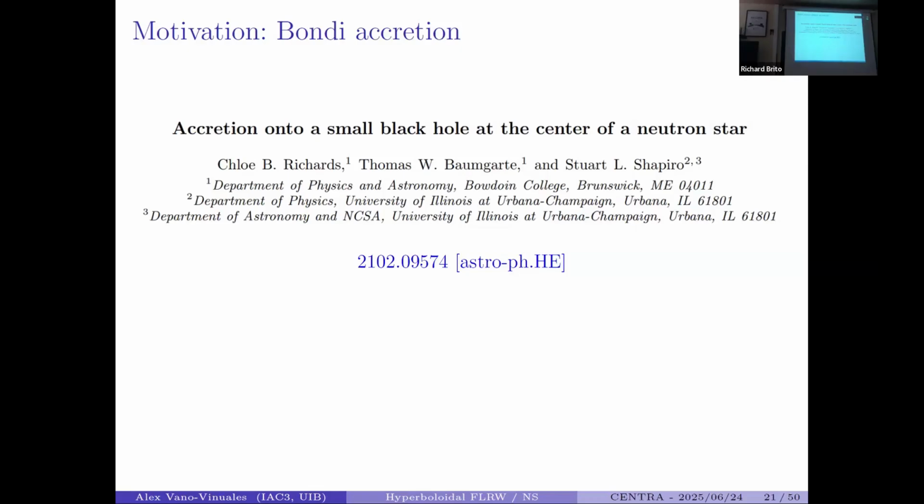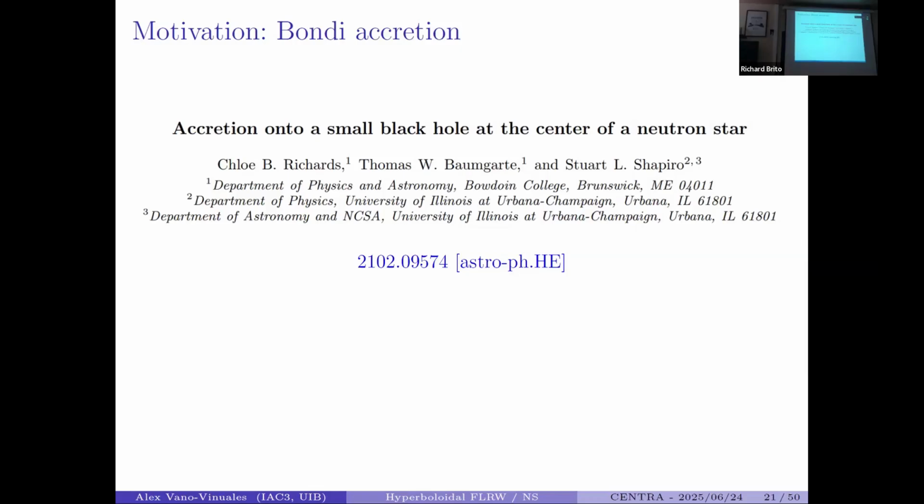That's the main thing. The work was motivated by a paper from Richard Stomgart and Shapiro, where they considered the evolution of a neutron star with a small black hole at its center. They used something like Bondi accretion, so the black hole will start accreting the star and eat up the whole thing. This was suggested to me as a possibility to explore with the hyperboloidal approach by Kotaro Kyutoku, a professor in Japan, while I was visiting Kyoto in 2022. I said, oh, that's an interesting thing we could study.